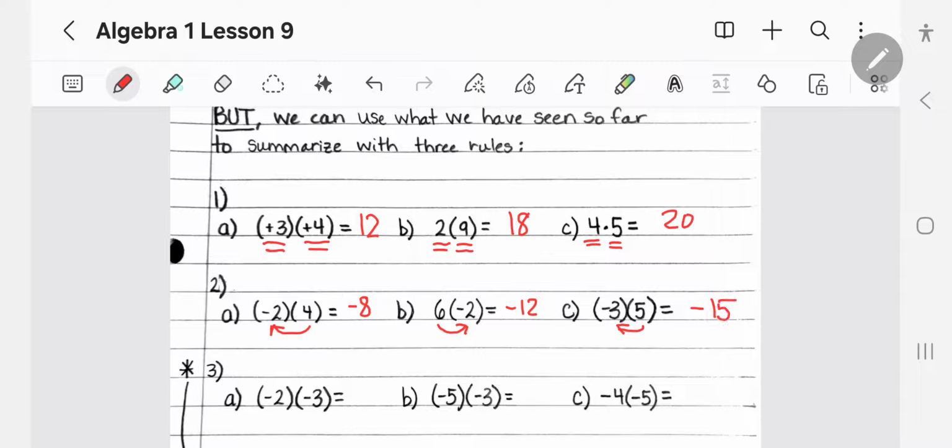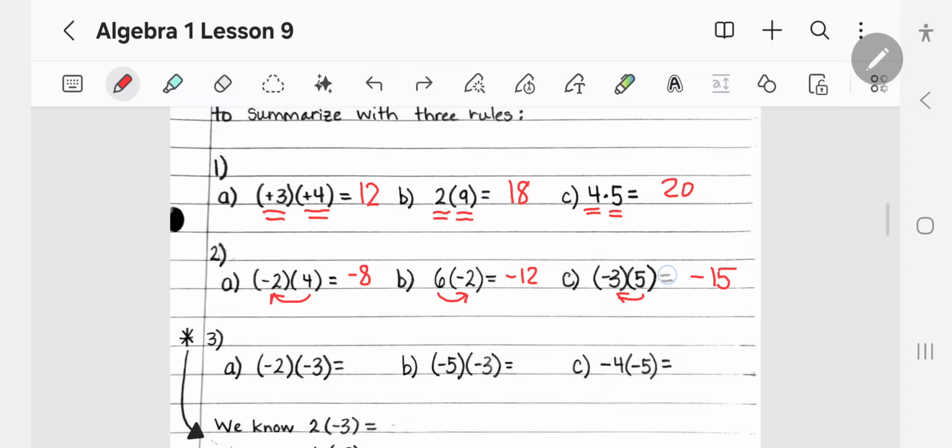So with these, you can see that if the signs are different, here we've got a positive and a negative, here we've got a positive and a negative, here we've got a negative and a positive, we ended up with a negative answer.